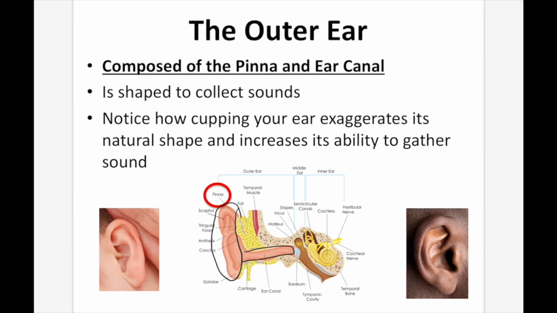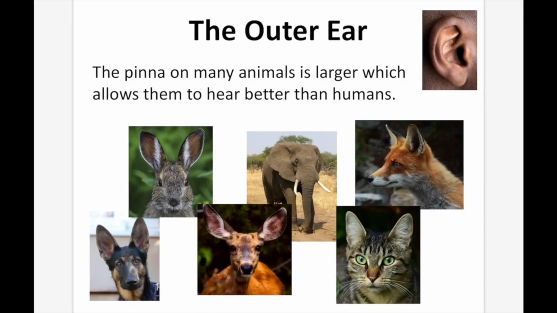Now the pinna is shaped to collect sounds. You'll notice that if you cup your ear, it's going to exaggerate the natural shape. It's going to make the pinna bigger essentially, and that's going to increase its ability to gather sound. And you can see on other animals that hear better than humans, the pinnas are significantly larger. So you'll notice with foxes, cats, elephants, deer, rabbits, dogs, much larger than the human ear. They're all much larger than the one found on humans. This allows them to funnel sound more easily.